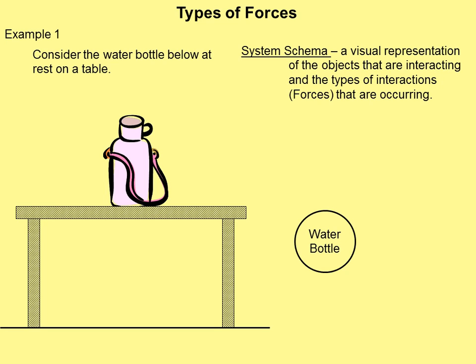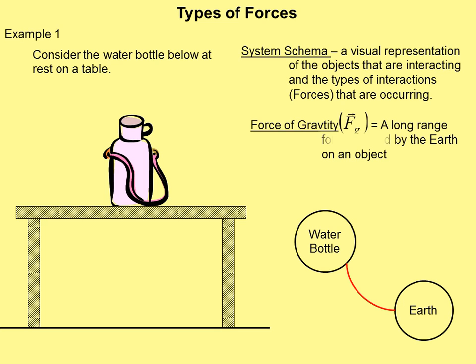The question then is, what is exerting the force of gravity? Because again, every force is an interaction between two things. So it's being exerted on the water bottle. So what exerts the force of gravity? The entire Earth exerts the force of gravity. And so we're going to represent that interaction. See that little red thing there is the interaction. And we're going to label it with the kind of force that occurs. And again, that force is what we're going to call the force of gravity.